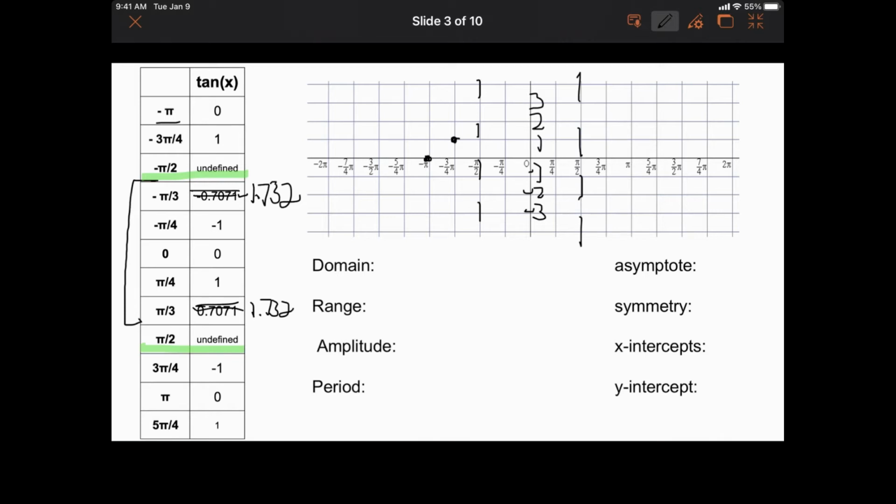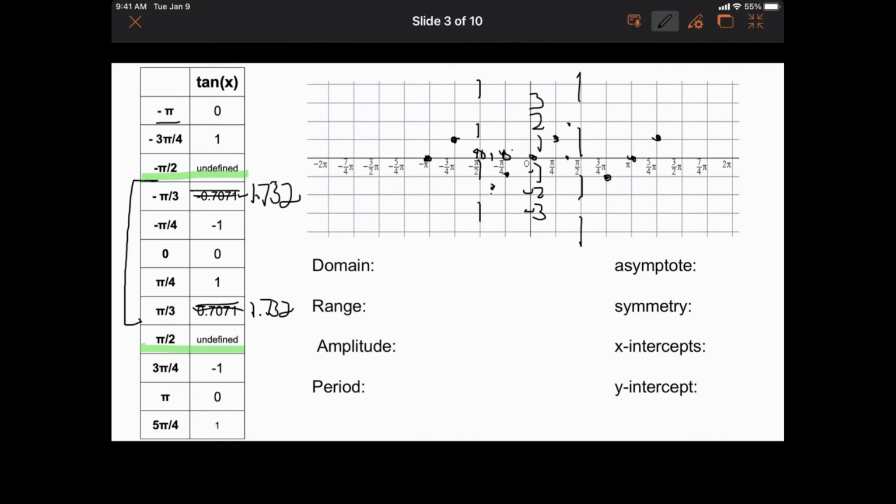Negative pi over 3. So where is that? Well, remember this is 90, and this is 45. So it's actually halfway in between, negative 60. So it's negative 1.7. So it's not quite 2, so it's going to be right about here. Pi over 4 is negative 1. This is 0. This is going to be 1. Pi over 3, again, it's halfway in between. Not quite. 3 pi over 4 is negative 1. This is going to be 0 and 1.